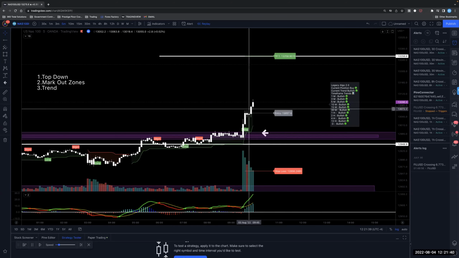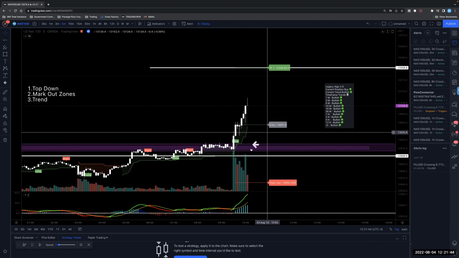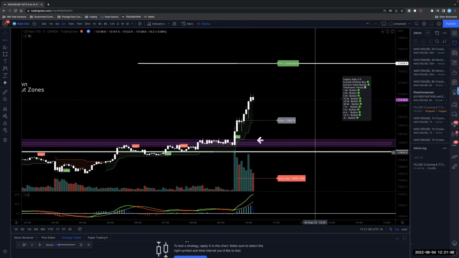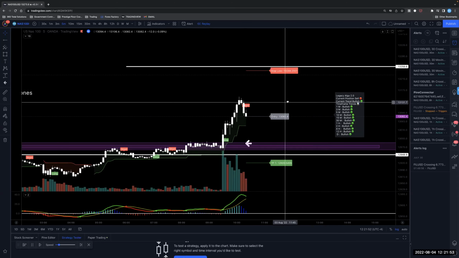Once you guys get into profit, you want to look to break even so you can manage your risk. Capital management is definitely the most important factor in trading. You want to protect your capital as much as possible. So this is essentially how it played out.